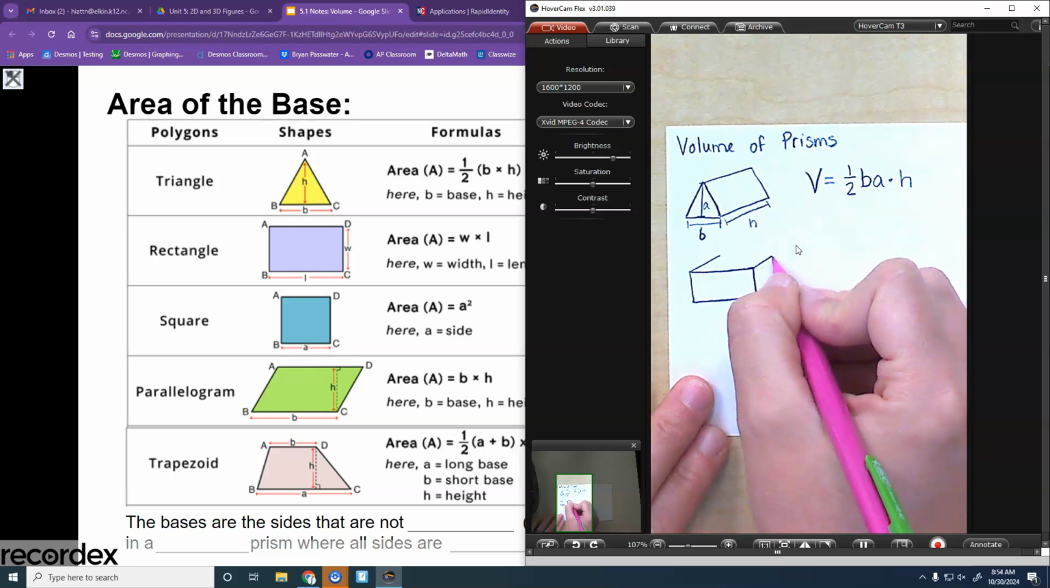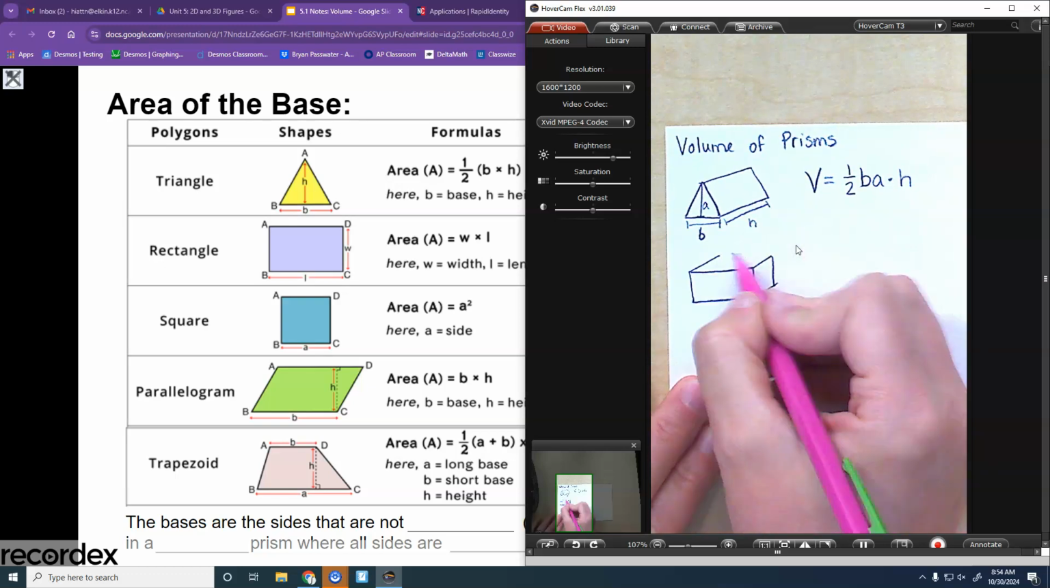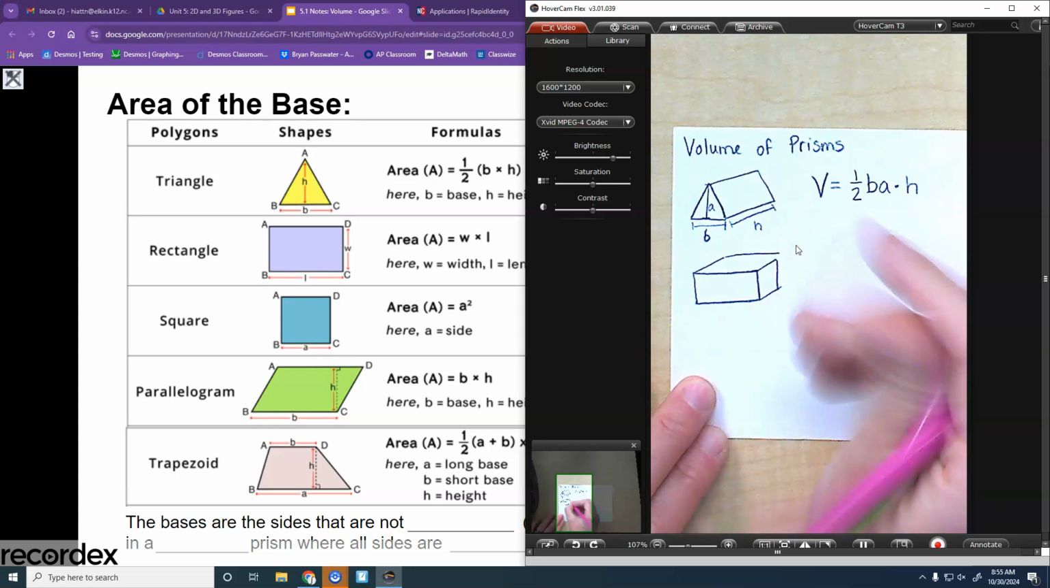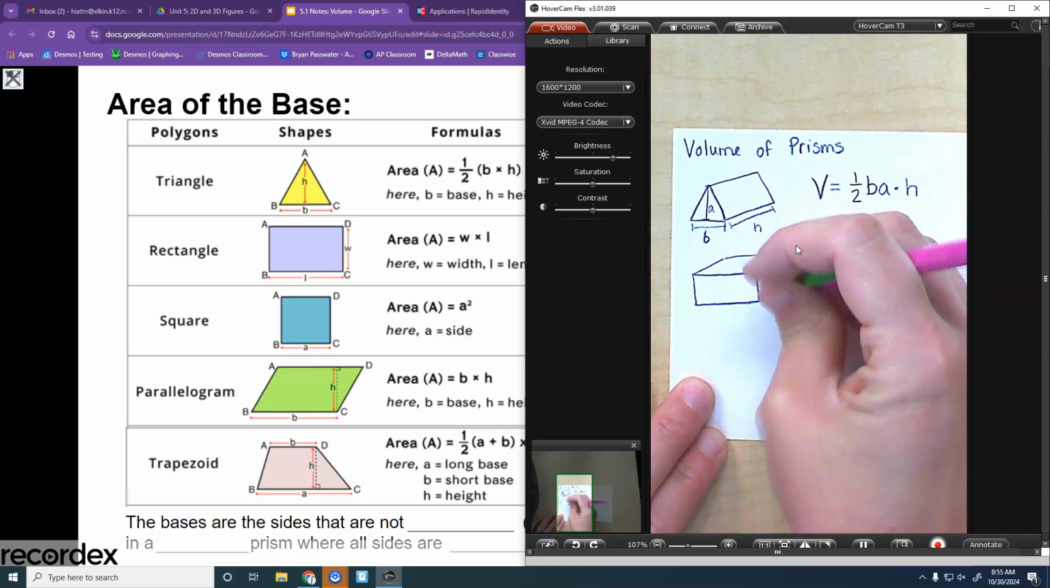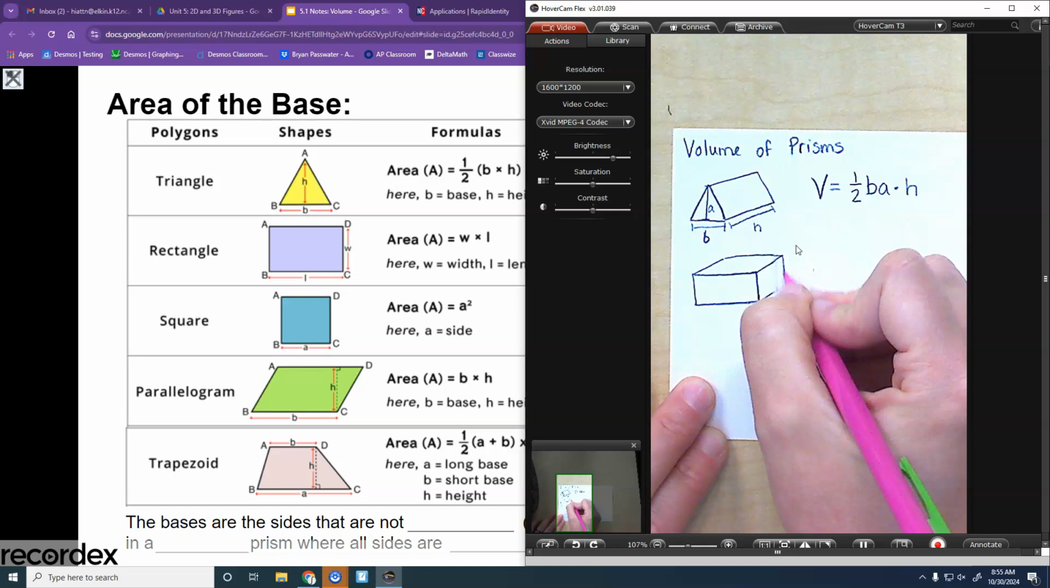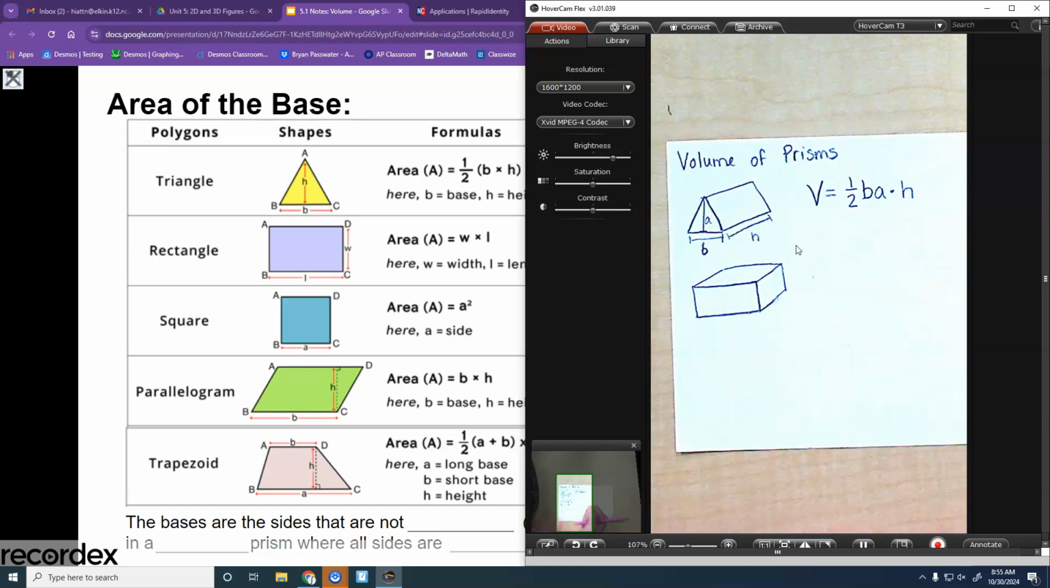And then connect those. Oh, like that. Here. Let's fix that. Let's make these lines a little bit longer. I don't think I made them long enough. There we go. So we got this rectangular prism here.